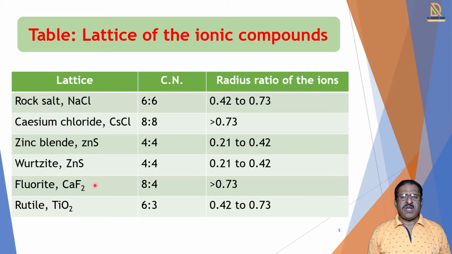Then the fifth structure, fluorite structure, that is the calcium fluoride type structure. Here the coordination number is 8:4. In this case, the ratio of cation to anion is 1:2, meaning one cation is surrounded by two anions, and the radius ratio is greater than 0.73. The last type of ionic compound or lattice type is the rutile structure, that is the TiO2 type. Here the coordination number is 6:3, meaning one titanium is surrounded by oxygen ions. Such a 6 to 3 ratio is formed, and the radius ratio in this case is 0.42 to 0.73.